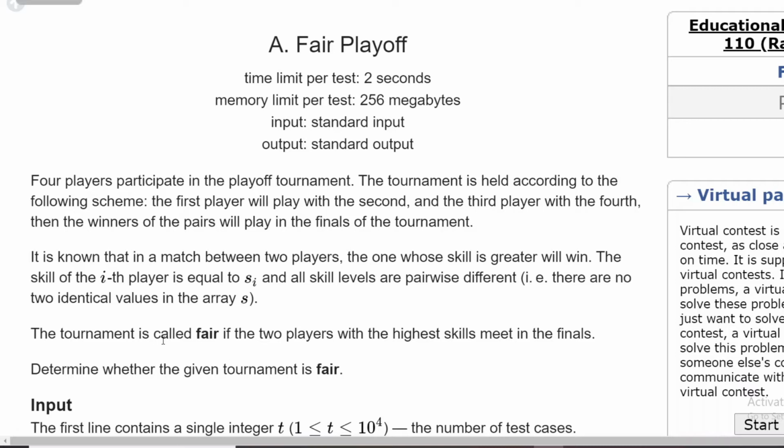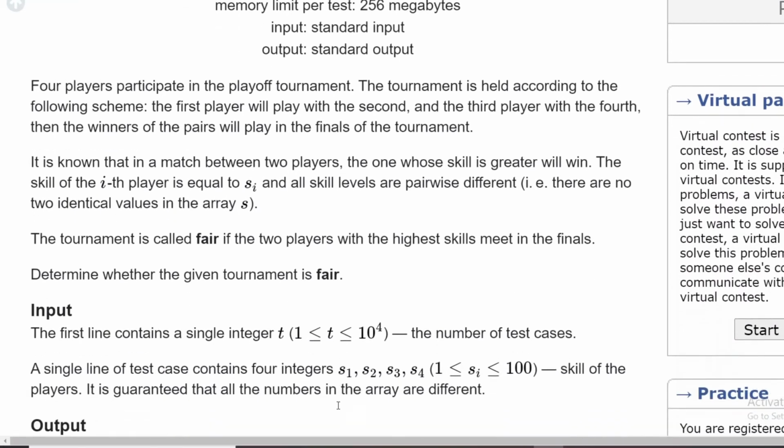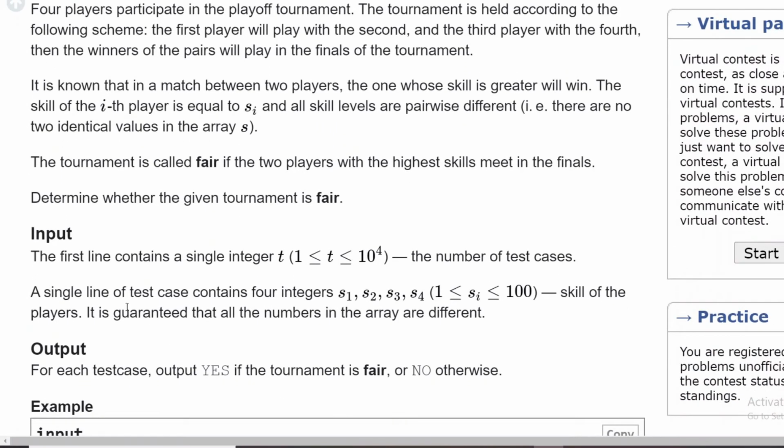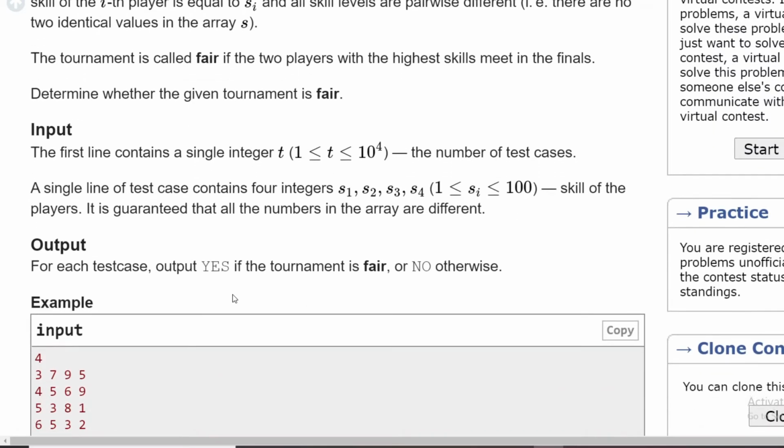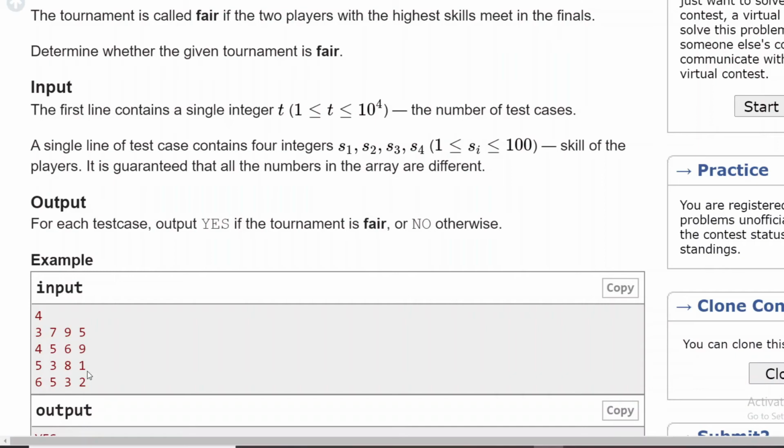You have to determine whether the given tournament is fair or not. Let's see the input. The first line contains a single integer t, the number of test cases. After that, each test case will contain 4 integers, s1, s2, s3, s4. These are the skills of the players. It's guaranteed that all the numbers in the array are different. Now, let's discuss the sample input.